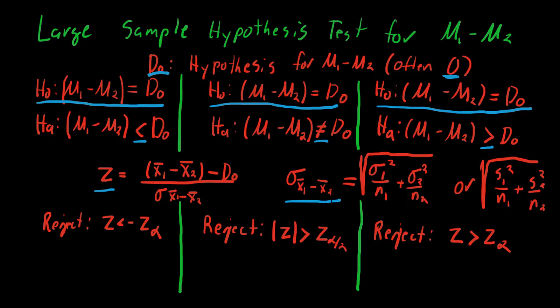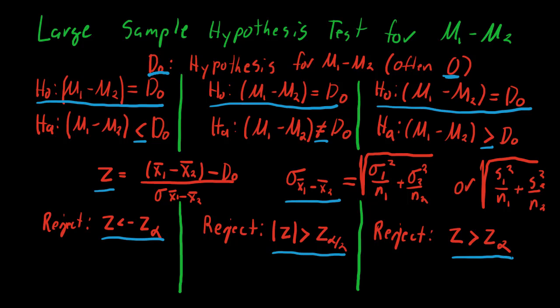Or if we don't have sigma 1 squared and sigma 2 squared defined, we can just substitute in our s1 squared and s2 squared values. And then we have the same rejection region that we've seen before. So we reject if z is less than negative z alpha, if the absolute value of z is greater than z alpha over 2, or if z is greater than our z sub alpha.